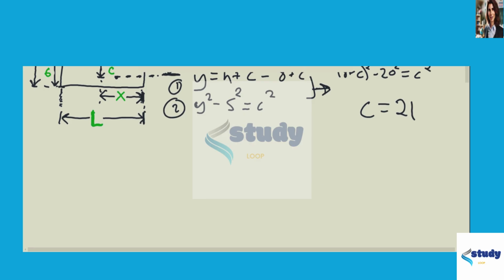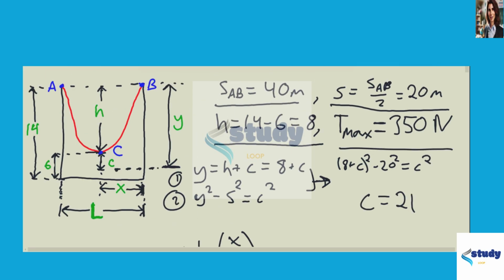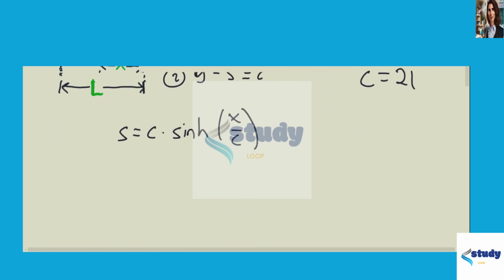Now we also have an equation that says S is equal to C times hyperbolic sine of x over c. And as you can see on our diagram, L is the horizontal distance between the buildings, and x is half of that distance. So plugging in what we know, we find that 20 is equal to 21 times hyperbolic sine of x over 21.